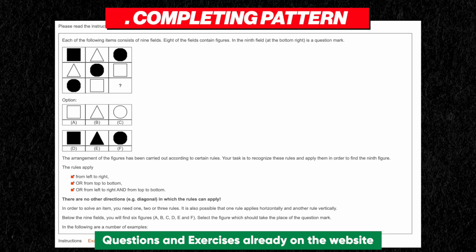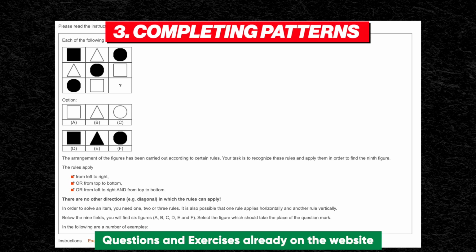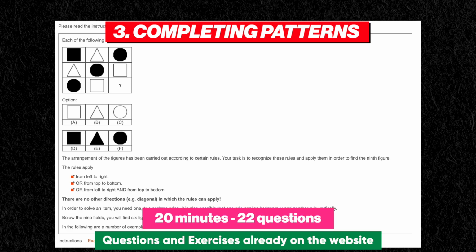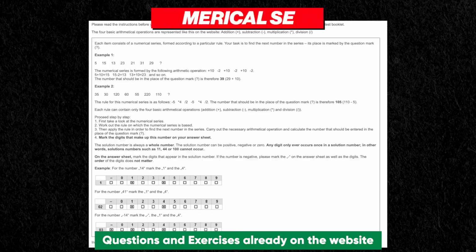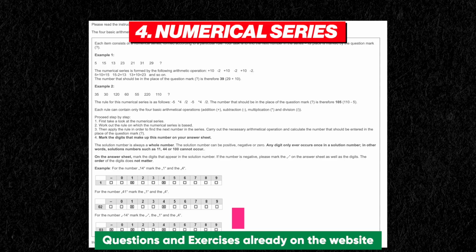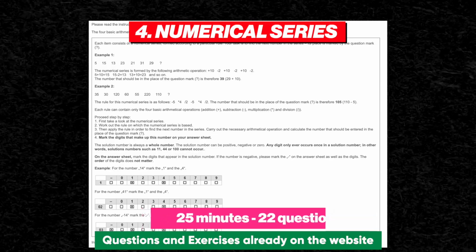Third is completing patterns. You will be given 3 by 3 patterns and you would need to answer the missing pattern according to the given rules. Here again you have 22 questions and 20 minutes to solve. Fourth is continuing numerical series. Here you will be given a numerical series and you would need to find out the next number in the series. You have 25 minutes to solve 22 questions.